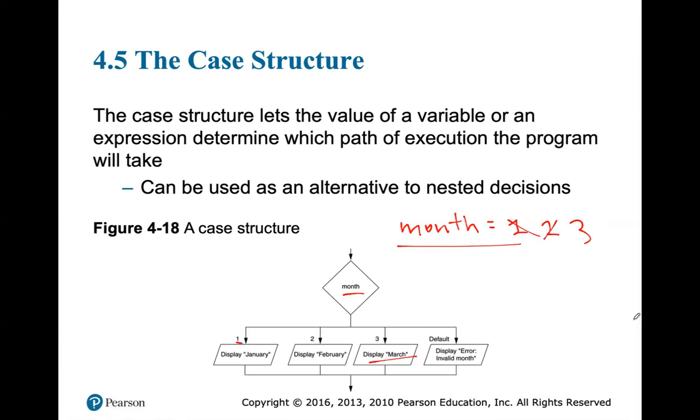You can go up to 12 because there are 12 months, and your default would be error, invalid month. Your default would be for anything that is not a number from 1 to 12, or in this exact example, from 1 to 3. So anything that's not 1, 2, or 3 would automatically default, and it's just going to display error, invalid month. So this is how case structure works. Instead of being based on expressions, they are based mostly on variables.